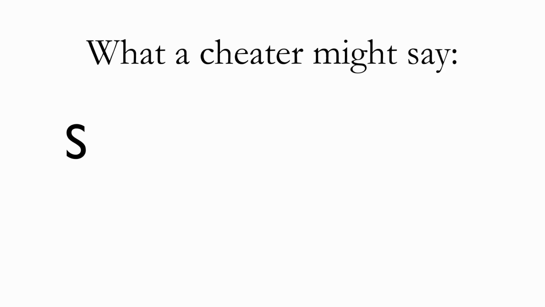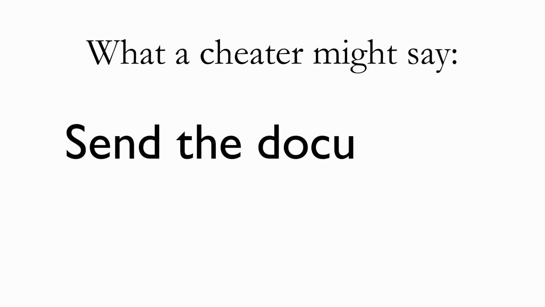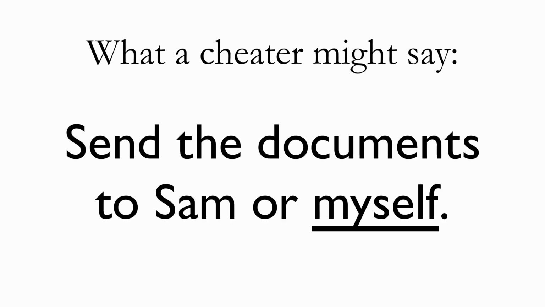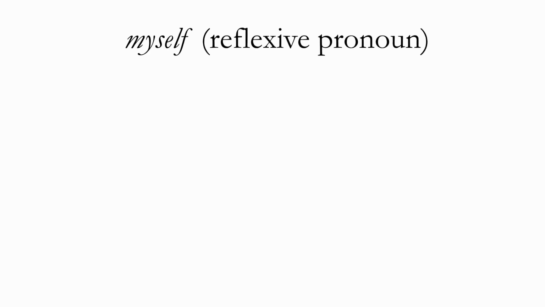Of course, there is one case where people try to dodge the rule and end up doing something even crazier in the process. And you've heard it if you've ever been around someone who says something like, "Send the documents to Sam or myself." Now, if you've been paying attention, you already can see the problem. Myself is not the standard object pronoun.